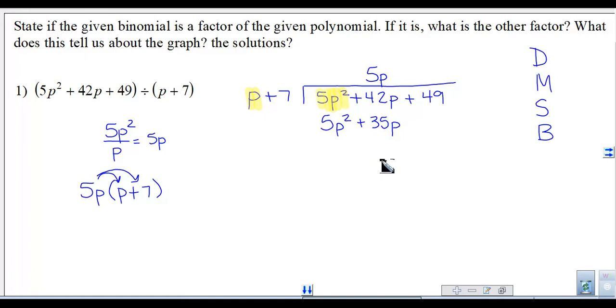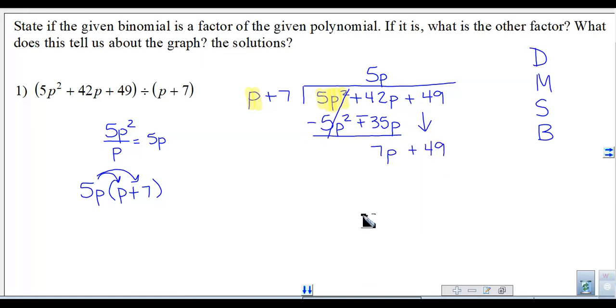Step 3 is to subtract. I tell my classes to draw the line and change both signs. Now we'll combine the terms just like we see them. A positive 5p squared minus 5p squared cancels out. Positive 42 and negative 35 gives me positive 7p. Bring down the next term.